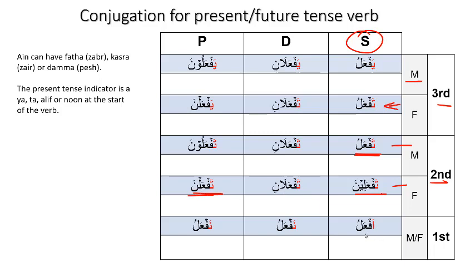And then this is first person. Af'alu is I am doing. Naf'alu means we are doing, and naf'alu we are doing. So notice with first person, the dual and plural are the same.